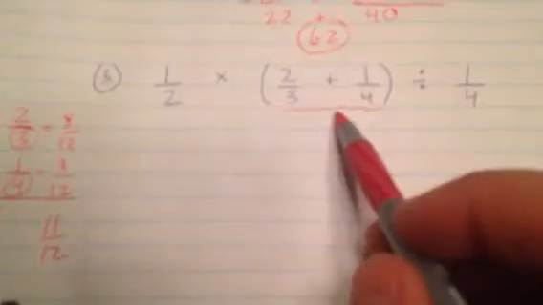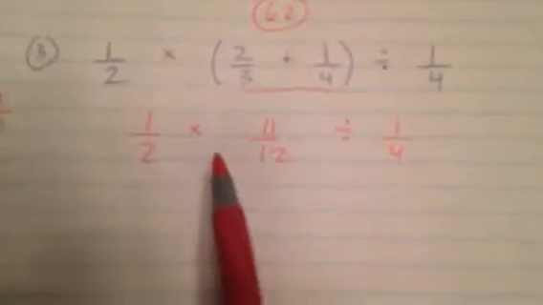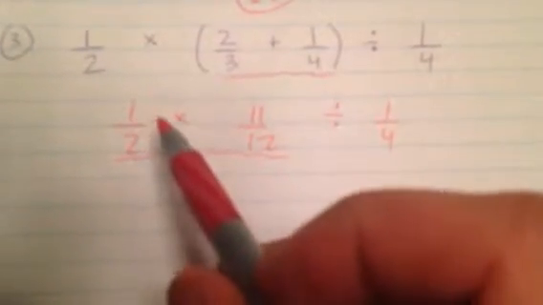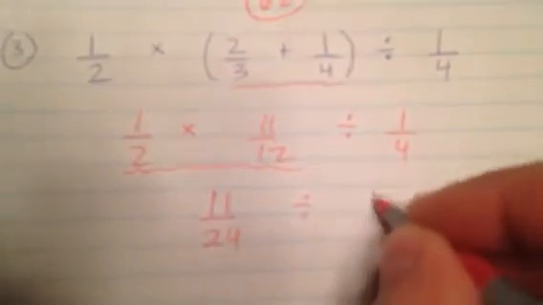So 11 over 12. Okay, so now I can keep my space nice and clean. Recopy everything else. So 1/2 times 11/12 divided by 1/4. Okay, what goes next? Multiply or divide? This is the next step, right? And I can just do this right here because remember, when multiplying I'm looking for bikini numbers. I look for a top and a bottom that I can cancel out, but I don't have any. So basically, I just go 1 times 11 and 2 times 12. So the answer is 11 over 24 divided by 1/4.